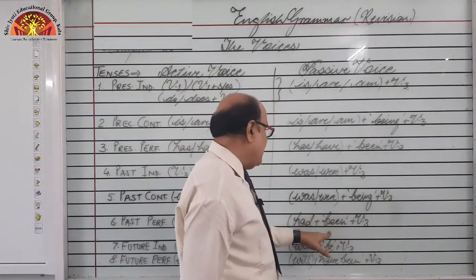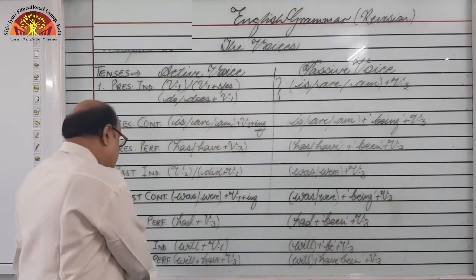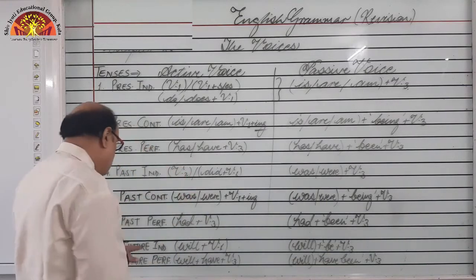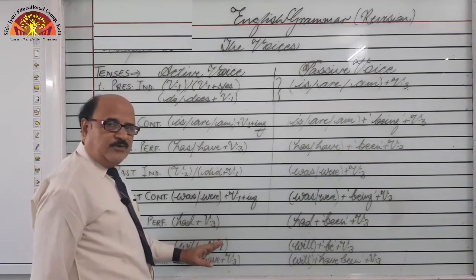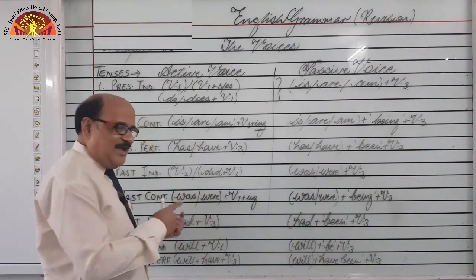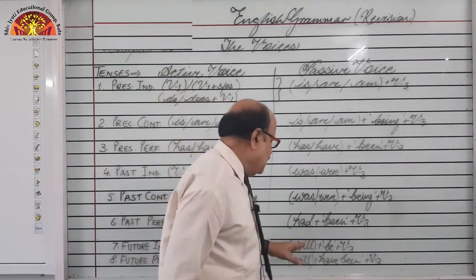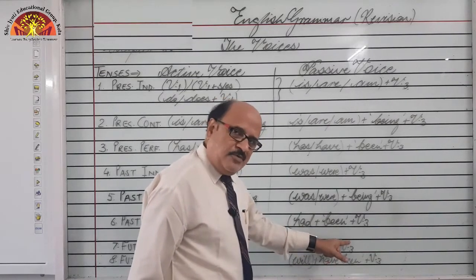The word been will be added. Had been, third form of the verb. Future indefinite tense, yes, no perfect continuous tense will be there. So the next tense is future indefinite, in which we use will and first form of the verb. I will go, you will go, they will go, I will take, he will take, she will take, right? So will and be will be added, with the third form of the verb.